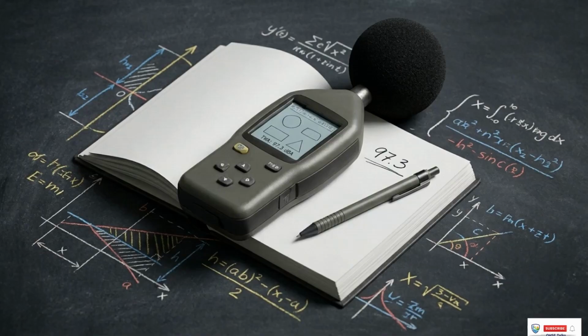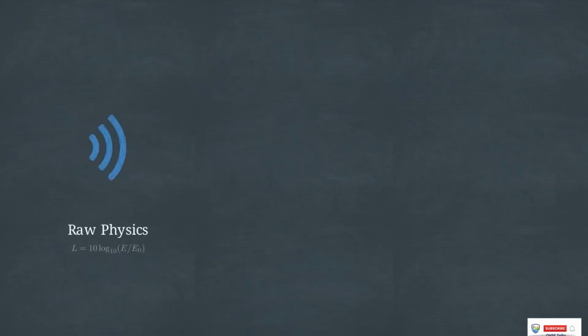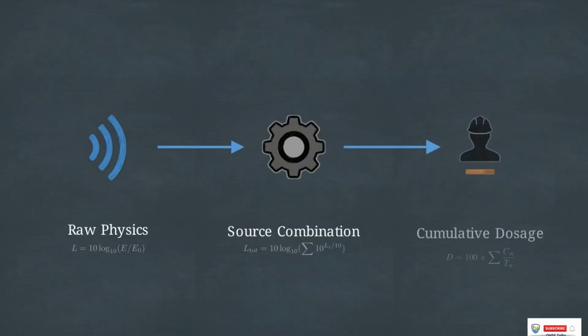This process reverse engineers the software inside a dosimeter, allowing the professional to translate dynamic, shifting exposures into a fixed metric for compliance. We have moved from the raw physics of sound waves to source combination and finally through the cumulative dosage of a moving worker.